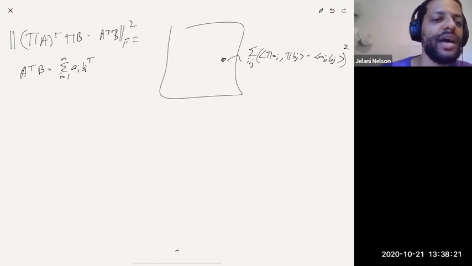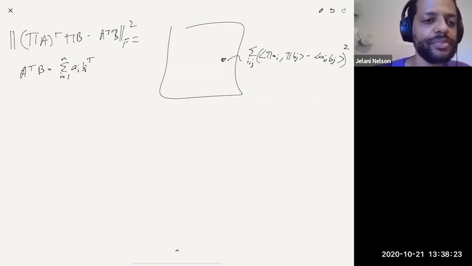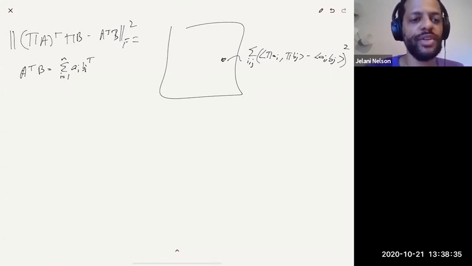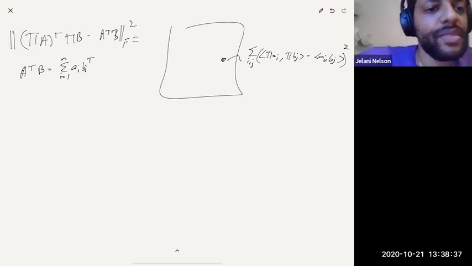And the question was, how many do you need to sample? And also, what's the best distribution to sample from? And it turns out that the right distribution is not the uniform one, but rather to sample i with probability proportional to the product of the norms of A_i and B_i.